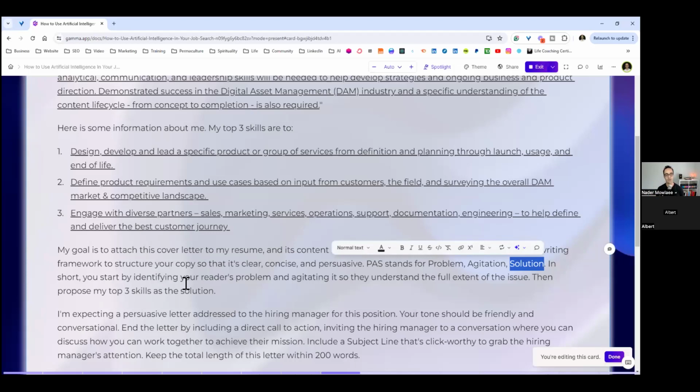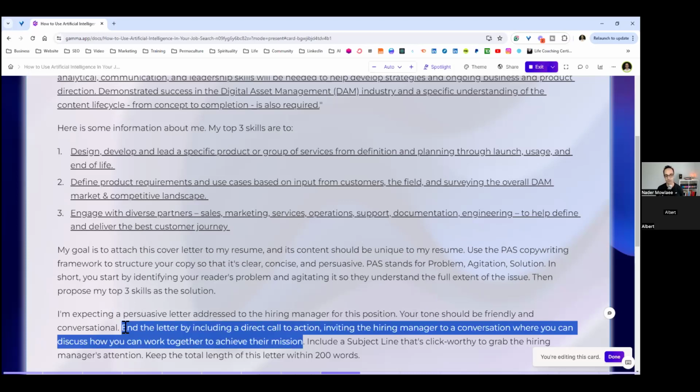So in short, you start by identifying your reader's problem and agitating it so they understand the full context of the issue. Then propose my top 3 skills as the solution. Again, this is the last part of the framework. I'm expecting a persuasive letter addressed to the hiring manager for this position. Your tone should be friendly and conversational, not professional, not sounding like a book, like a robot. Friendly and conversational. End the letter by including a direct call to action, inviting the hiring manager to a conversation where you can discuss how you can work together to achieve their mission.